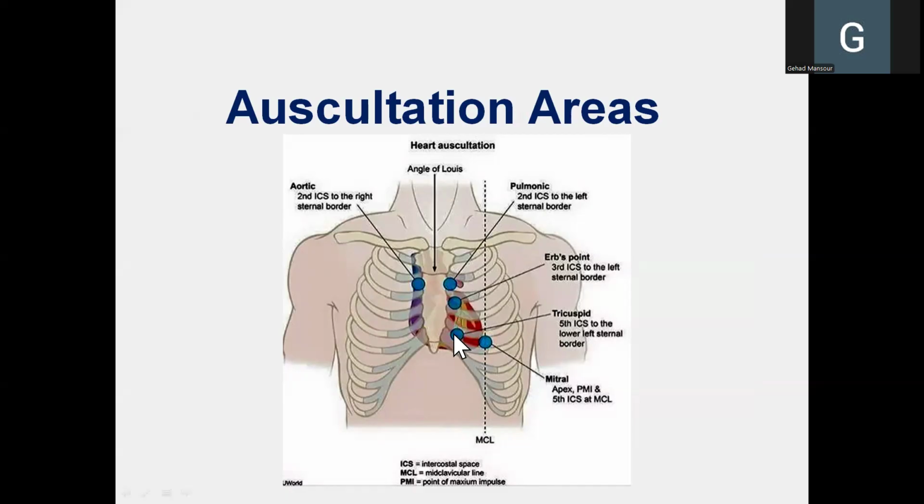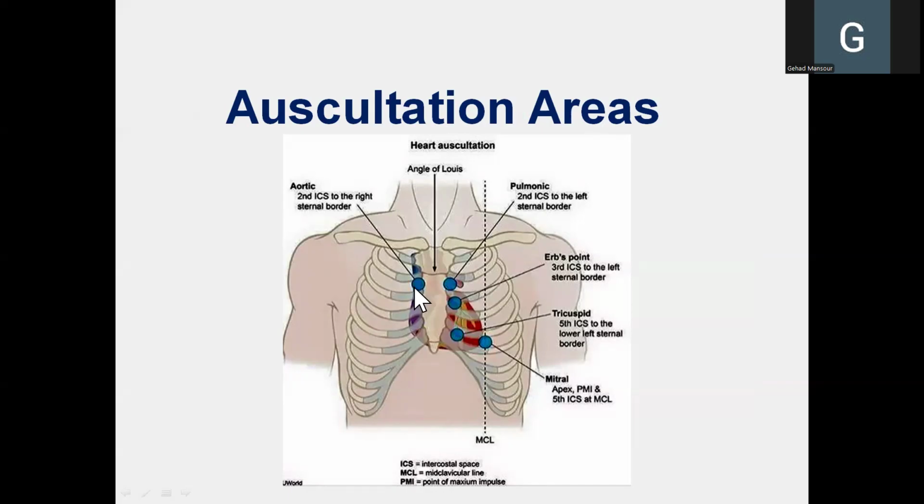And then we have the tricuspid area and the mitral area. The tricuspid area is fifth intercostal space at the lower left sternal edge, and the mitral area is fifth intercostal space, but along the mid-clavicular line.